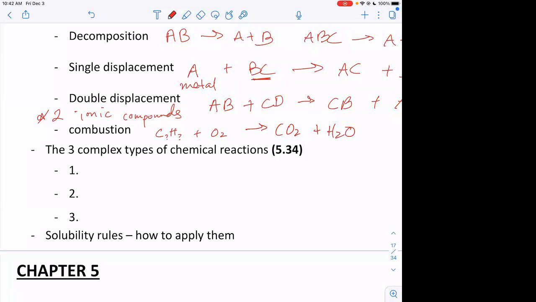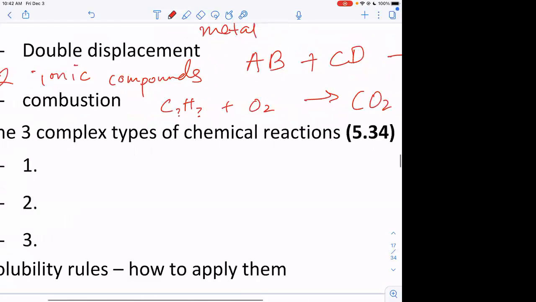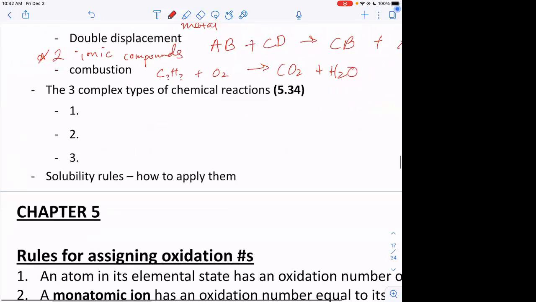Some sort of carbohydrate, which is the C and H component right there. And it could have any sort of number of subscripts. Could be ethane, methane, butane, whatever. And then oxygen is reacting with that. Make CO2 and water. Those are your only two products.